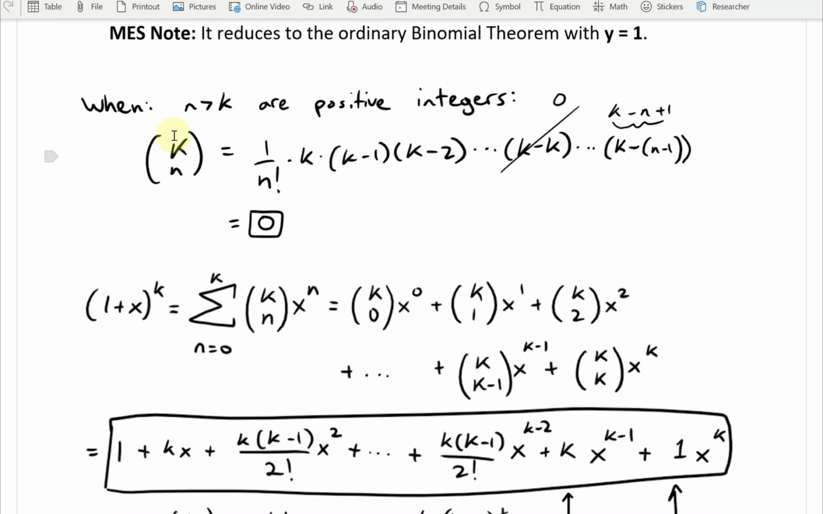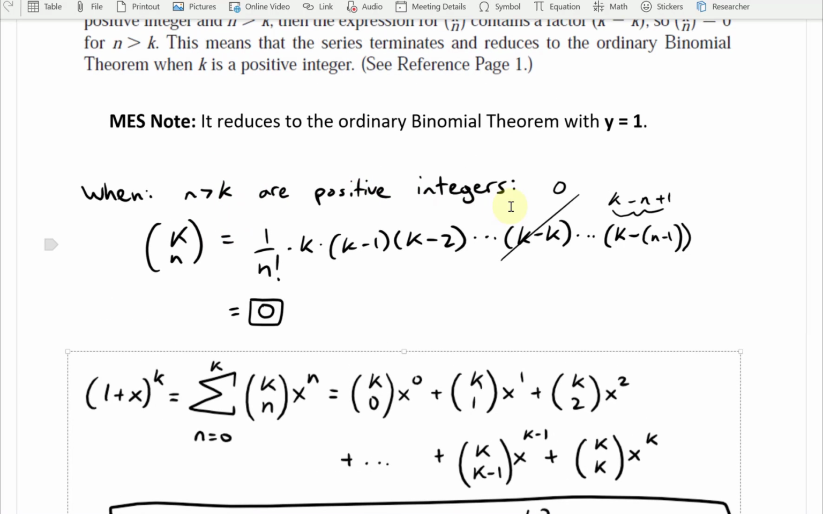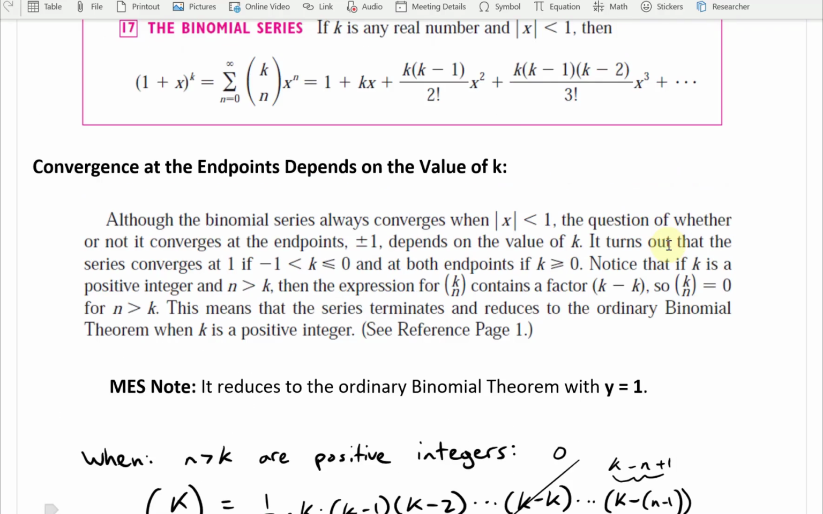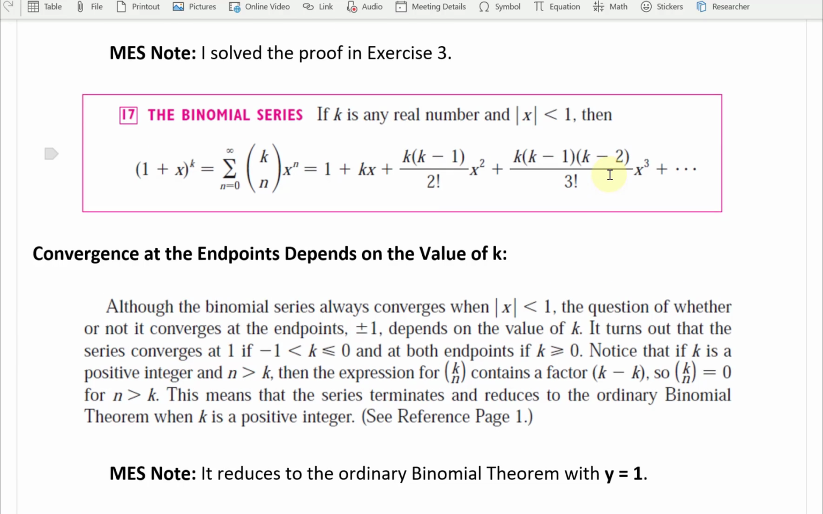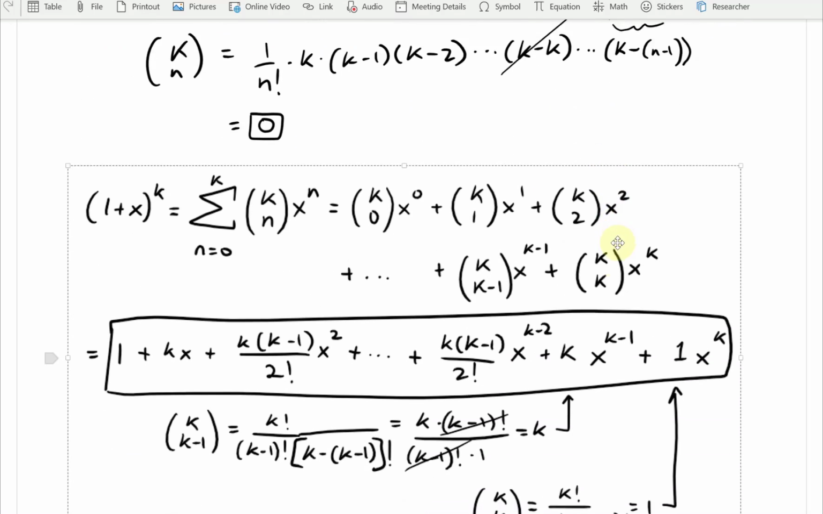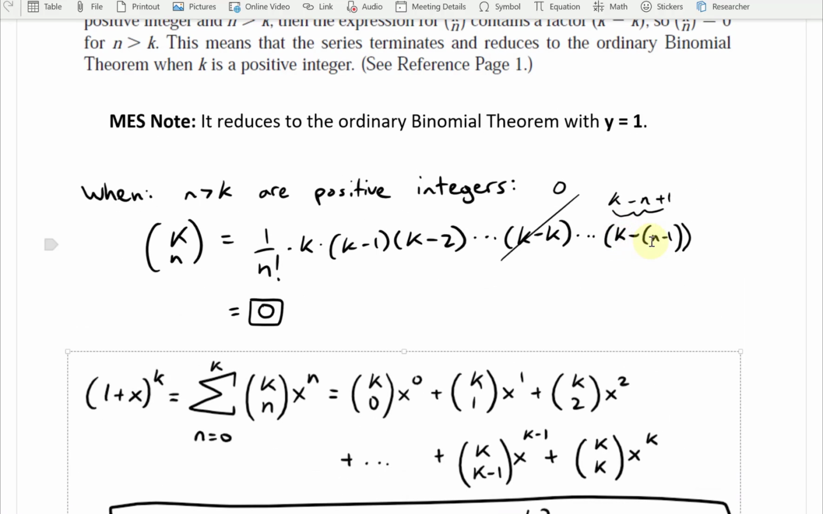So when n is greater than k, both positive integers, we have k choose n like this. That's going to be 1 over n factorial, then k times k minus 1, k minus 2, etc., then all the way to k minus n plus 1. Remember how these products work: this is k minus 2, this is 3 factorial; this is k minus 1, this is 2 factorial. So if n is 3, you subtract n minus 1, which is 2. So the last factor is k minus n minus 1 plus 1.